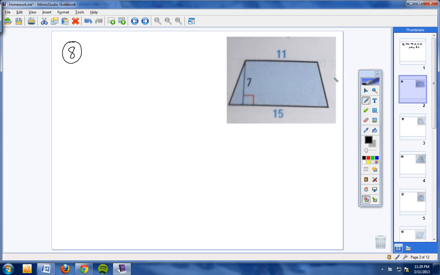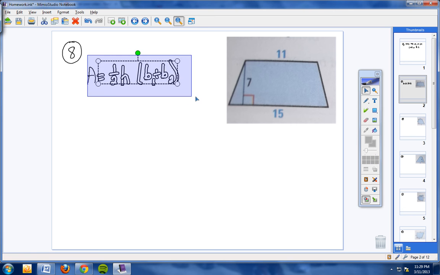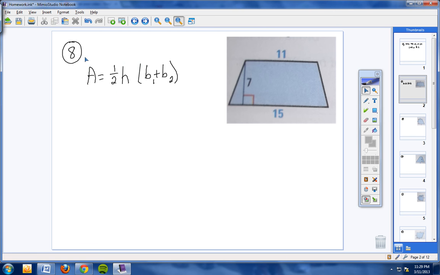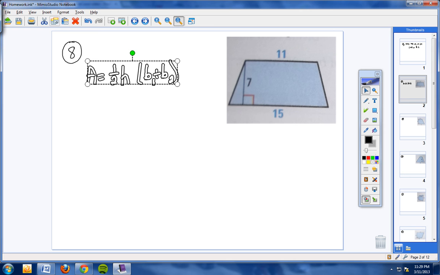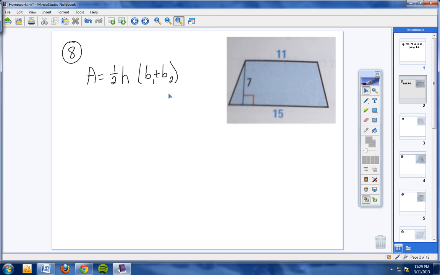8 through 13, we're finding the area, okay? So 8 through 13, we're finding the area of trapezoids. And so we do have a trapezoid, so the formula is 1/2 height times b plus b. If you want to put the subscript 1 and 2, that's totally acceptable. I'm going to go ahead and copy this so I can just take that with me from page to page. All right, now let's continue on.